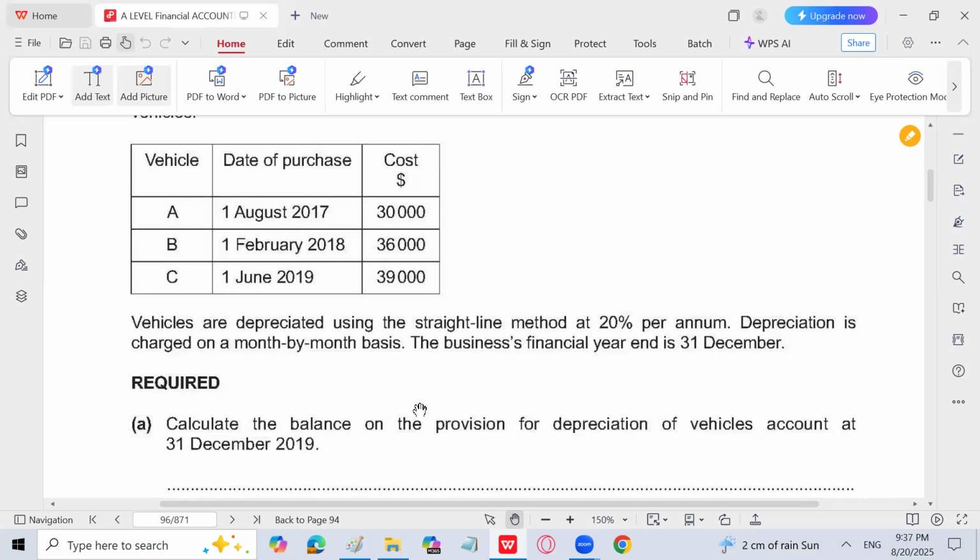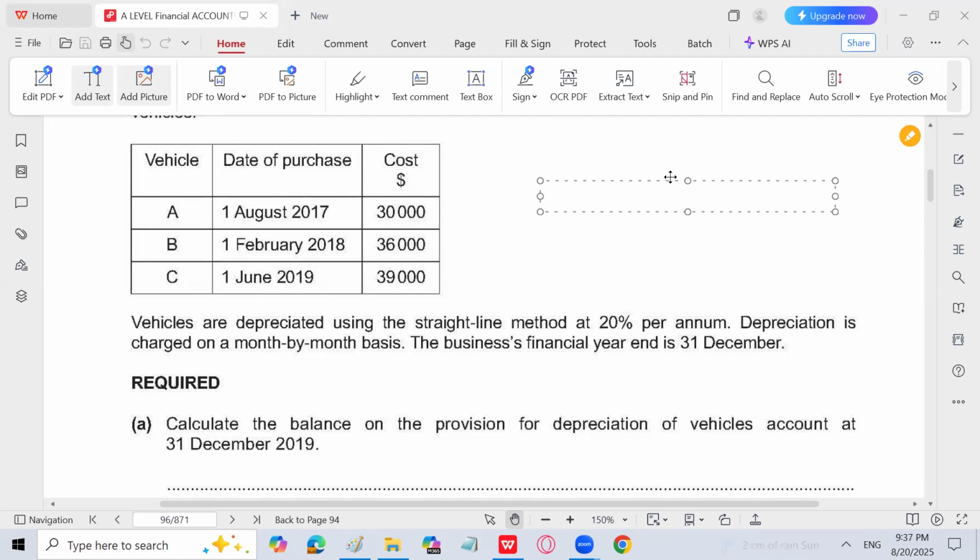We used to charge depreciation on the cost of the asset. So let's calculate that. A 30,000 asset is purchased on 1st August, but remember this, in 2017, it is used from August to December. So in 17, we should have calculated depreciation for August, September, October, November, December, 5 months. But in 18, it is going to be used for the whole year. In 19, again, it is going to be used for the whole year.